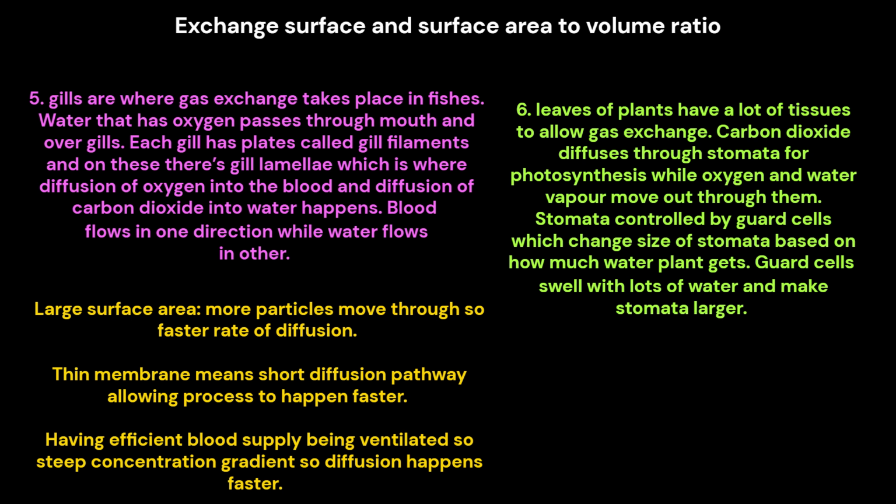Large surface area: more particles move through, so there is a faster rate of diffusion. Thin membrane means a short diffusion pathway, allowing the process to happen faster. Having an efficient blood supply and being ventilated means a steep concentration gradient, so diffusion happens faster.